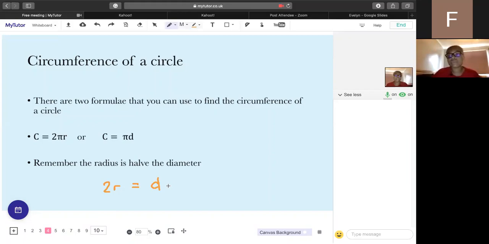So depending on what they give you, whether they give you the radius or the diameter, that will tell you which one you would need to use. It's okay just to remember one of them, because once you understand how to get the diameter when you have the radius or vice versa, you'll be able to figure it out either way.